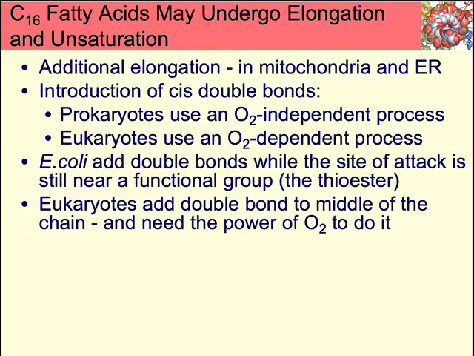In E. coli, double bonds are added while the site of attack is still near a functional group, namely the thioester. On the other hand, eukaryotes add double bonds to the middle of the chain, but they need the power of oxygen to do it, as we shall see.